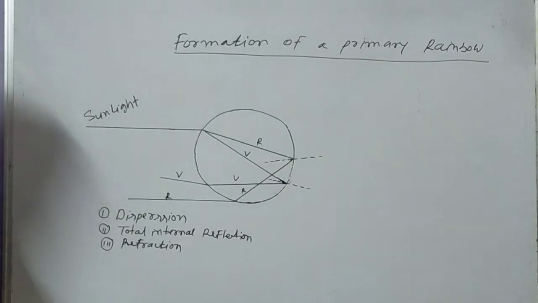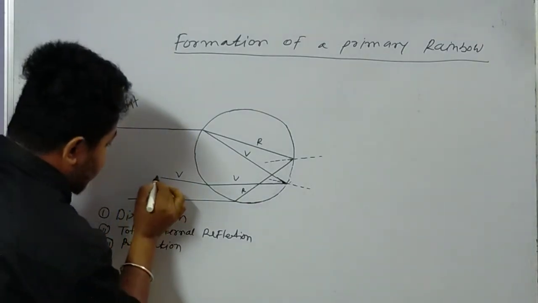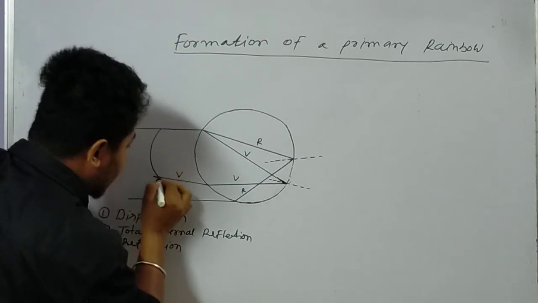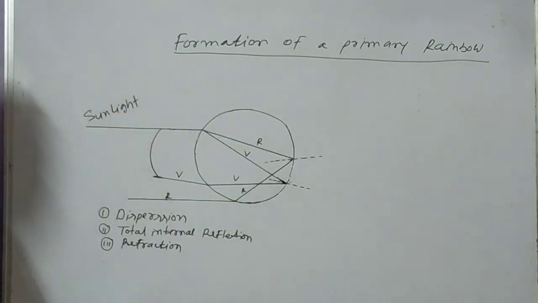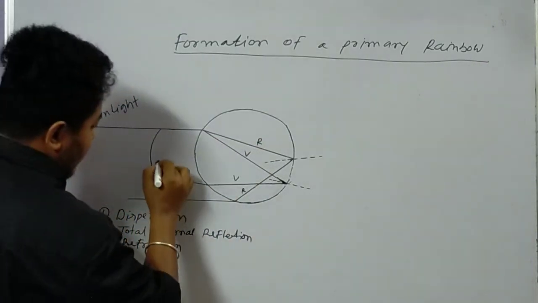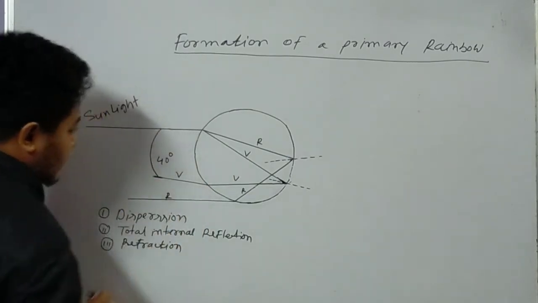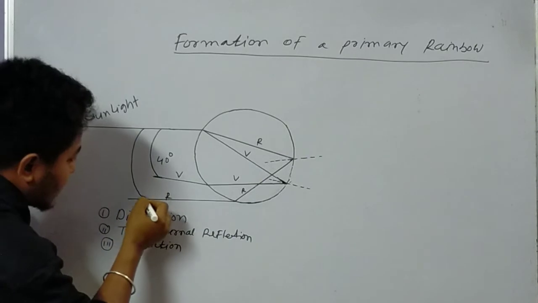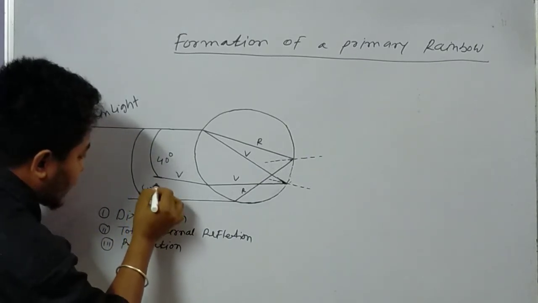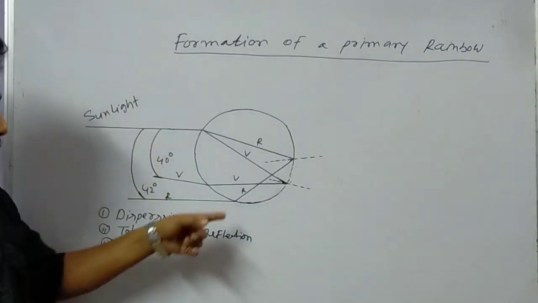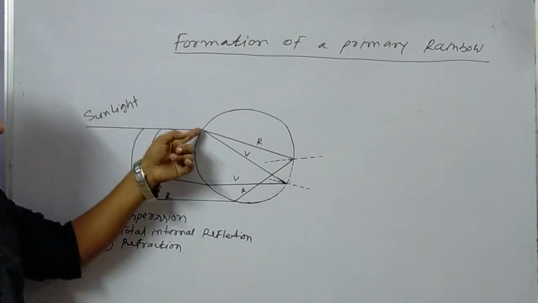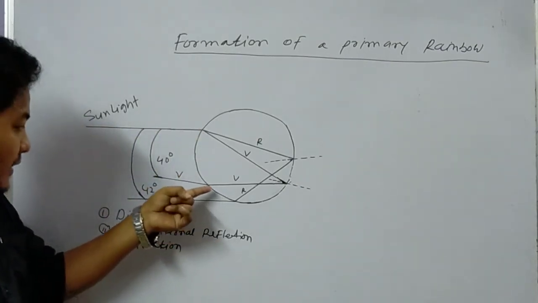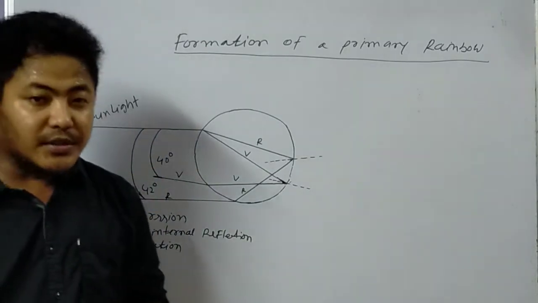Now in this case, this violet color will be making an angle with this particular relevant ray of the light, and this angle will be a 40-degree angle, and red color will be making an angle, and this angle will be a 42-degree angle. Remember, the red color is making with this particular ray an angle of 42 degrees, and violet color is making an angle of 40 degrees.